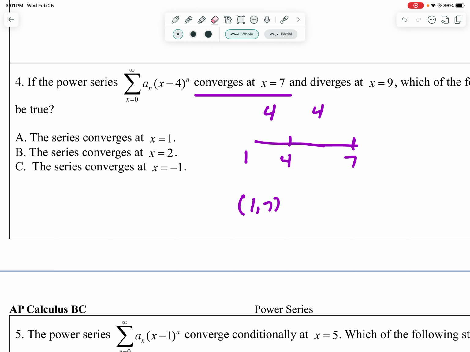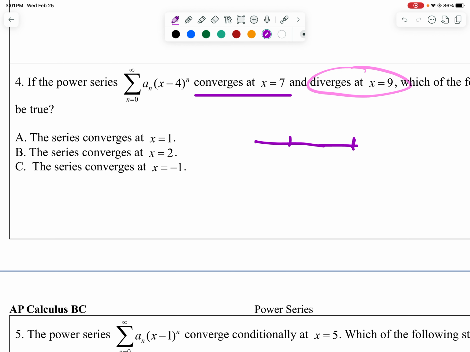But here's also the thing. It also tells me that we are divergent at 9. Now, once again, we don't know if 9 is an endpoint or not. So if we do pretend that 9 is an endpoint here, and 4 is my center, then we're going to pretend that anything before -1 will diverge. But once again, like I said, we don't know if 9 is an endpoint or not, but we're just going to pretend that it is.